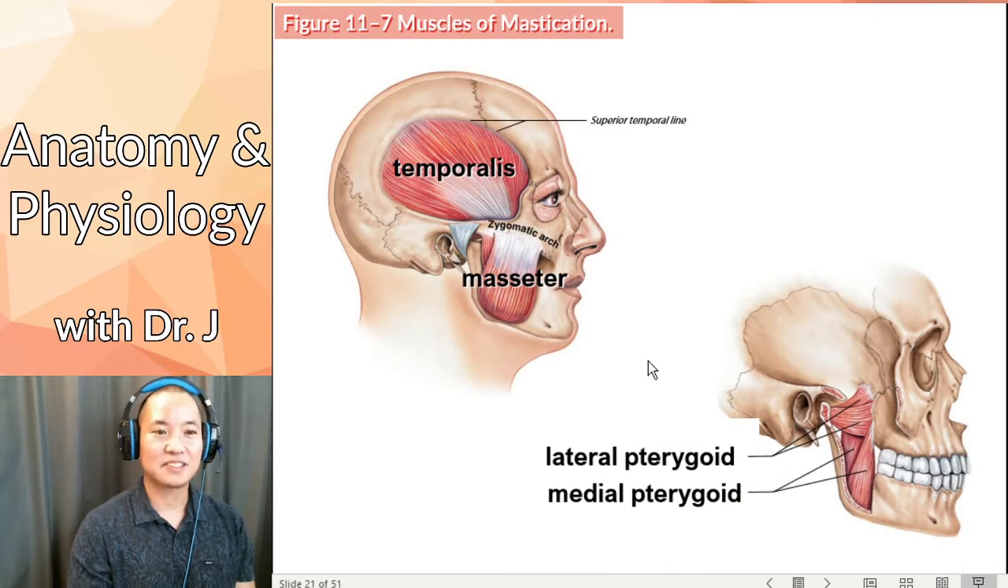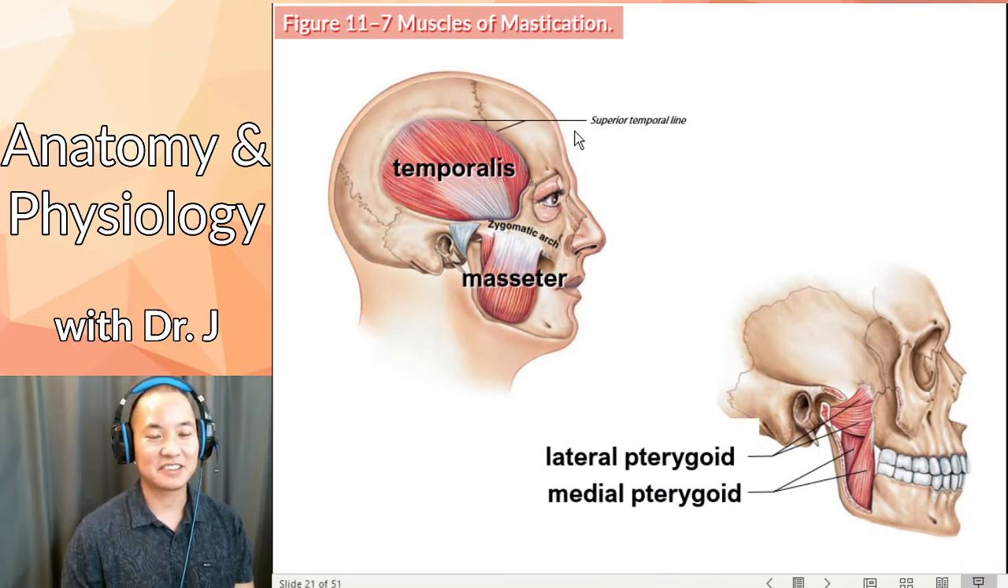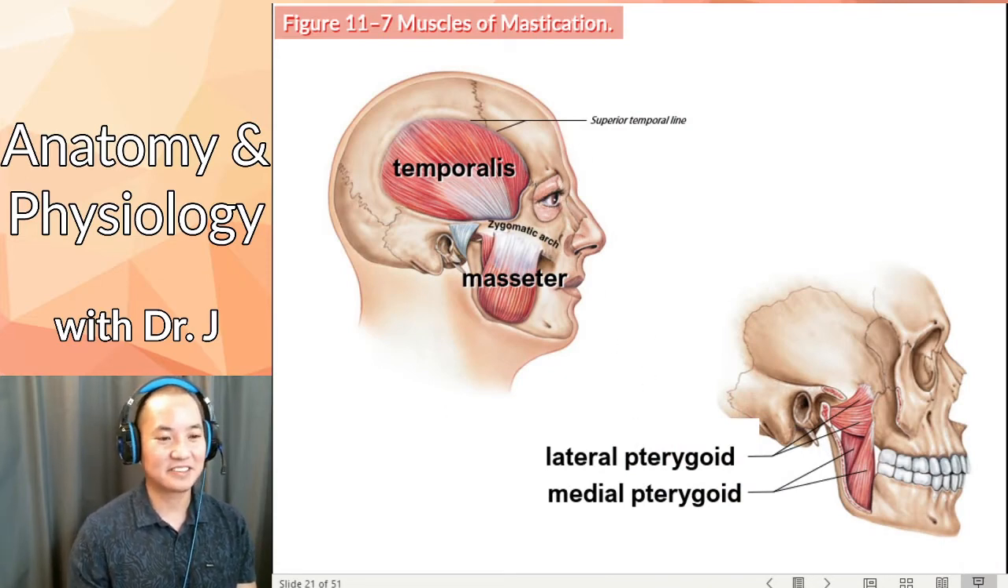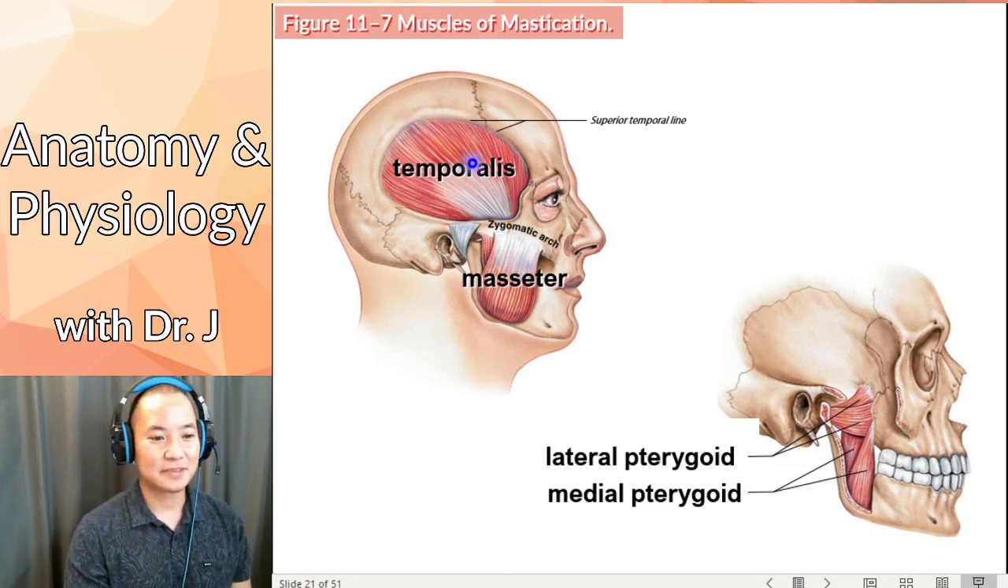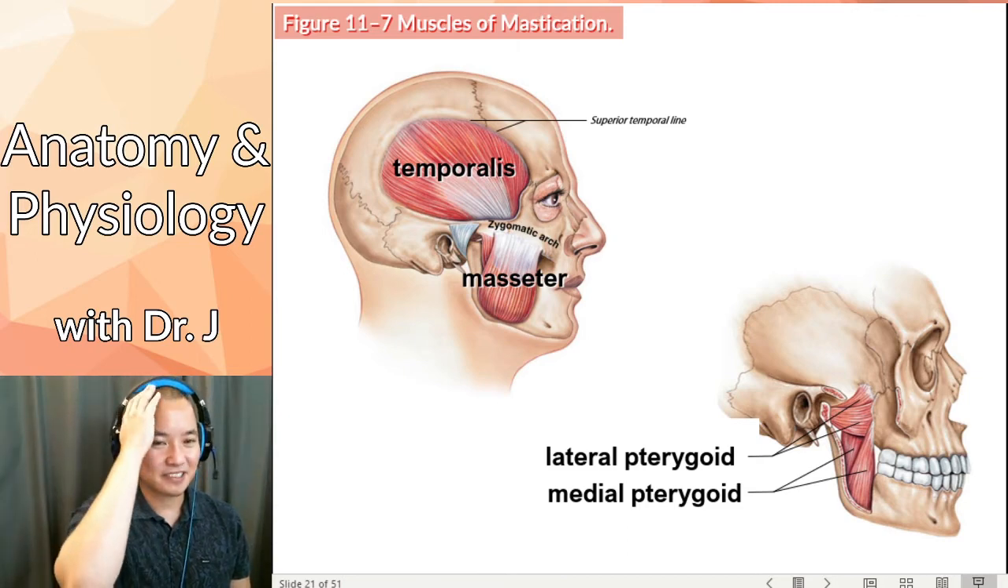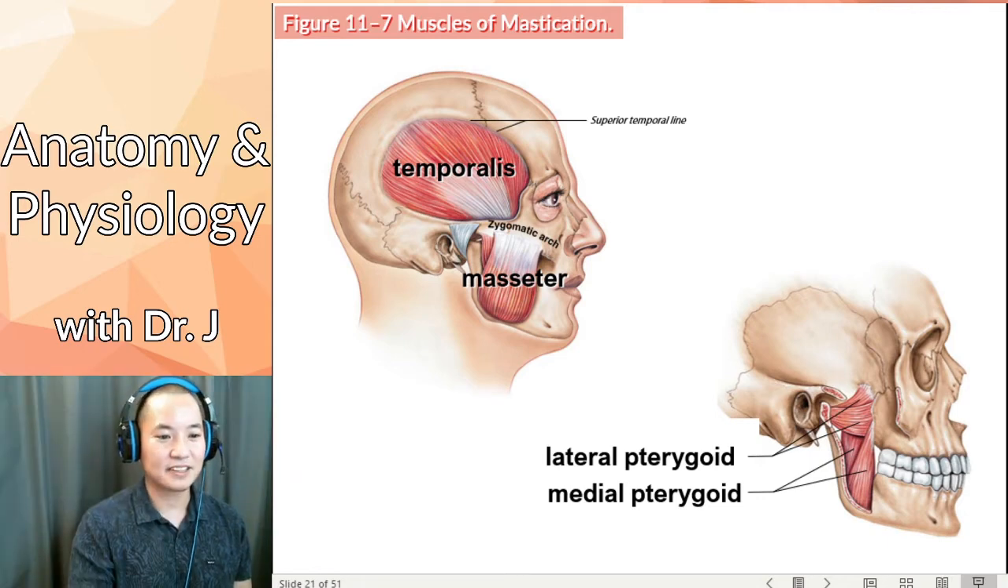Okay, so let's talk about muscles of mastication. Mastication is just a fancy term for chewing. We have our temporalis up here, and in the previous picture you had the temporoparietalis covering it. But when you cut it back, then you can see the temporalis. This is more inner. And then you have the masseter.